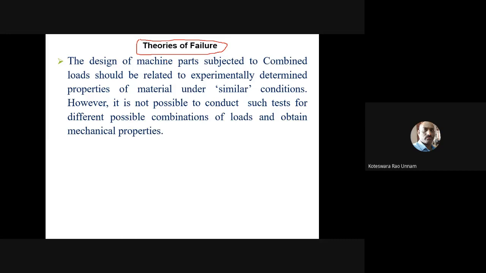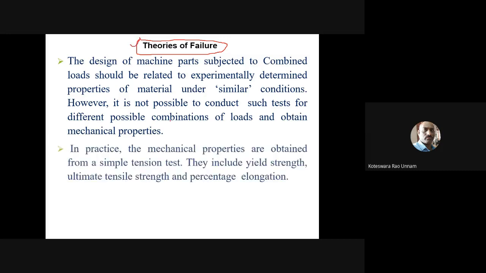So our experimentation is that we are going to do only the simple tension test, and we'll take the results of the tension test and use those results to design these combined components which are subjected to a combination of loads, through these theories of failure. So that is the importance of these theories of failure. Okay, so that's what I have written in these slides.